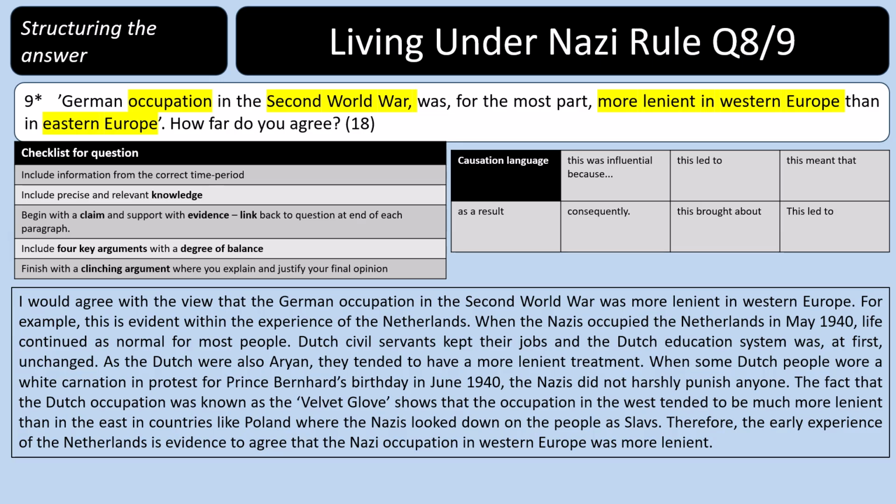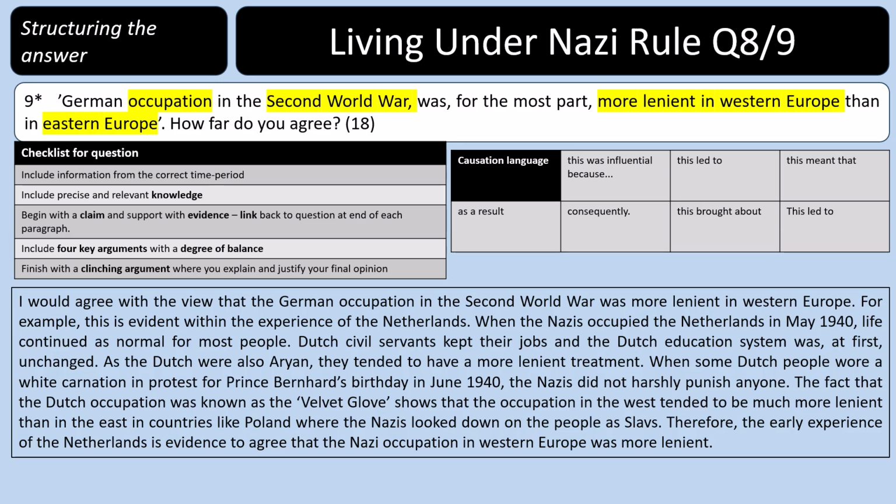Okay. So we're going to start off by agreeing with this. We're going to talk about the Netherlands, particularly in the early years of the Netherlands occupation. So Netherlands is Western Europe, Poland, Eastern Europe. Now you can bring in some other examples, like you might talk about Vichy France and stuff like that. But generally, if you get a question about occupation and Western Europe versus Eastern Europe, which is on the specification, your case study of Western Europe is the Netherlands and your case study of Eastern Europe is Poland. So make sure you revise them really well.